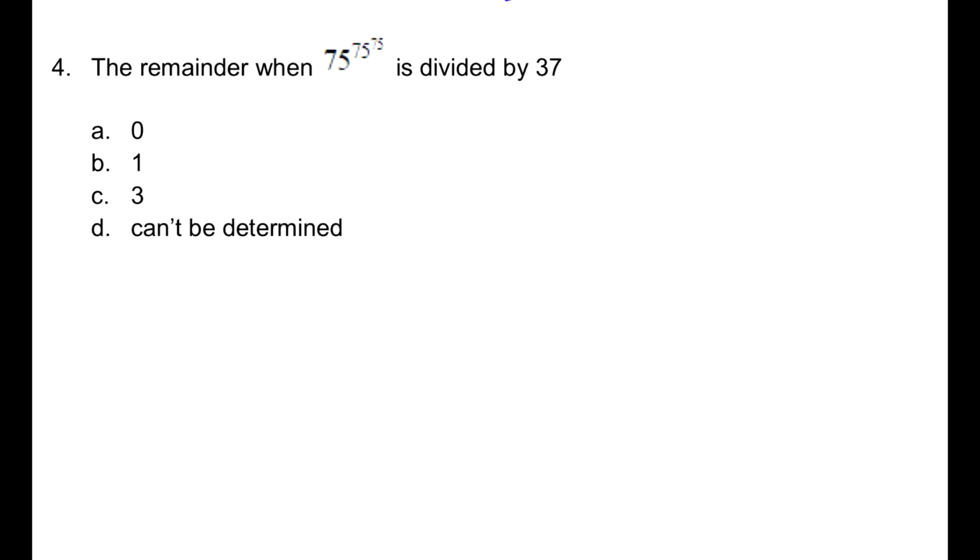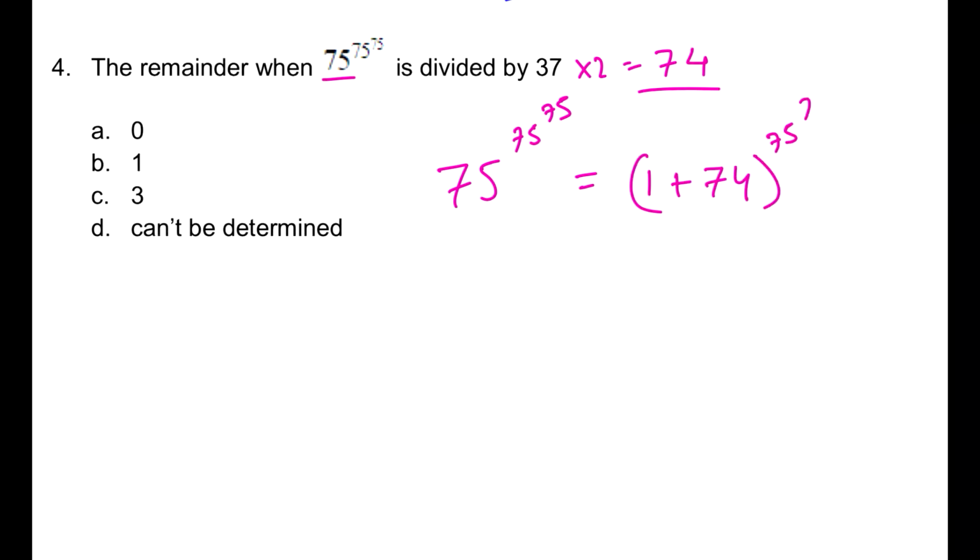मैं तो सबसे पहला रिलेशनशिप ये बैठा सकती हूँ कि 37 का डबल होता है 74 और 74 is 1 less than 75. तो अगर मैं 75 to the power of any number को स्प्लिट करना चाहूँ as (1 plus 74) whole power, तो मुझे पता है कि मैं इन पावर्स को आराम से आपस में स्प्लिट कर सकती हूँ. यानी I will get 1 to the power 75 plus 74 to the power 75, divided by 37.